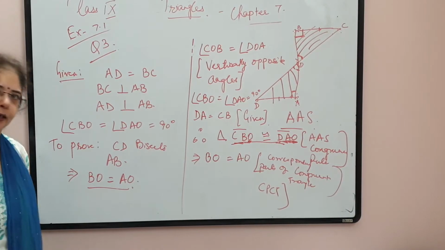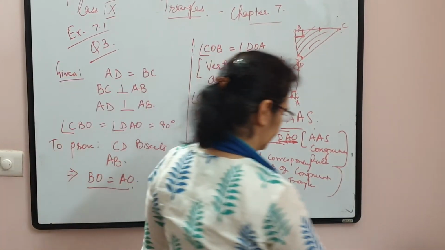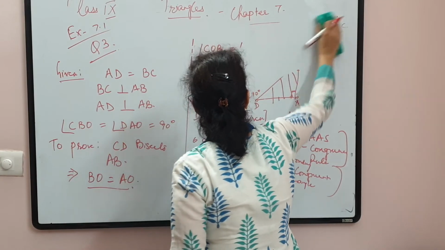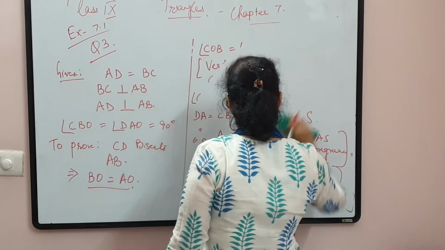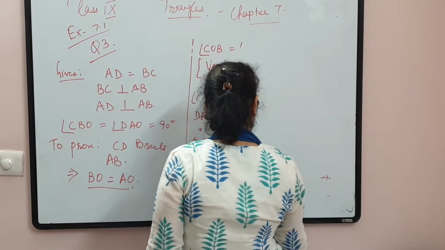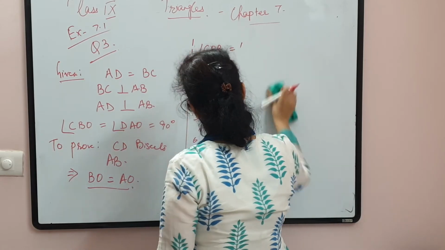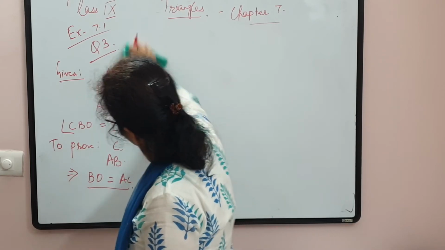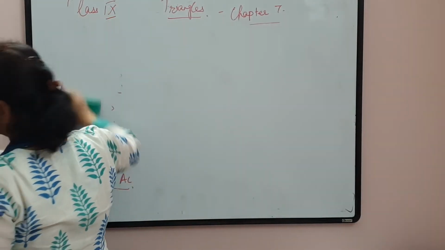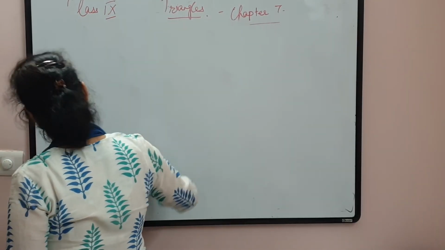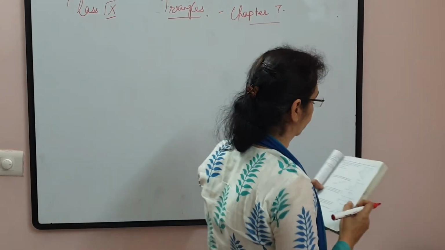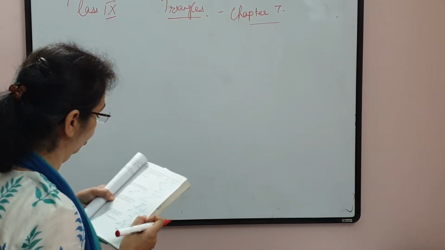Fine, children? Understood? Children, I am trying to explain the whole thing to you in such a simple manner that your concepts remain intact and nothing in the question paper is able to confuse you. Now may we move on, children, to the next question. Question number 4.